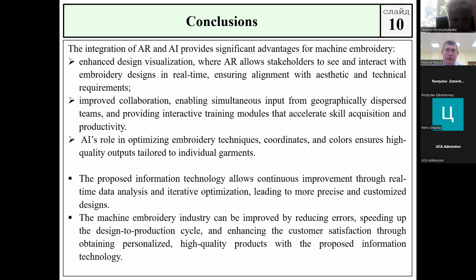The machine embroidery industry can be improved by reducing errors, speeding up the design-to-production cycle, and enhancing customer satisfaction by obtaining personalized, high-quality products with the proposed information technology.